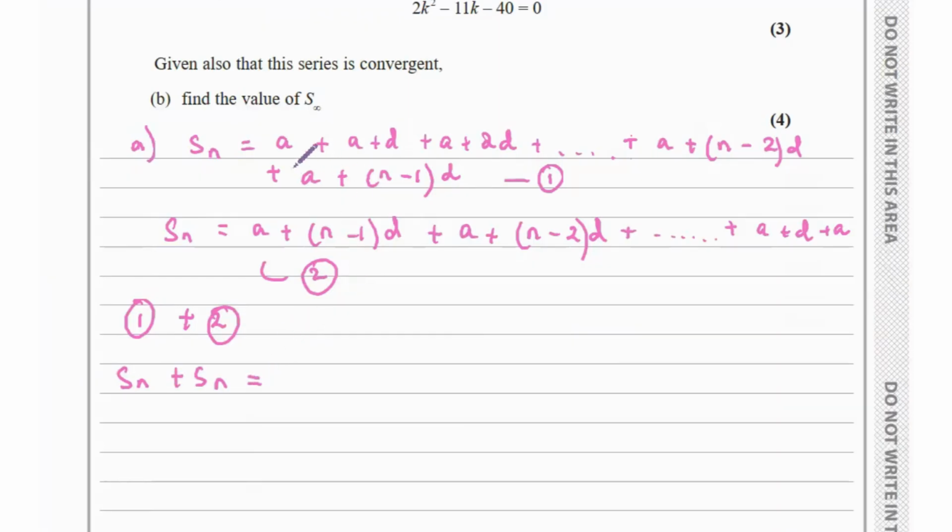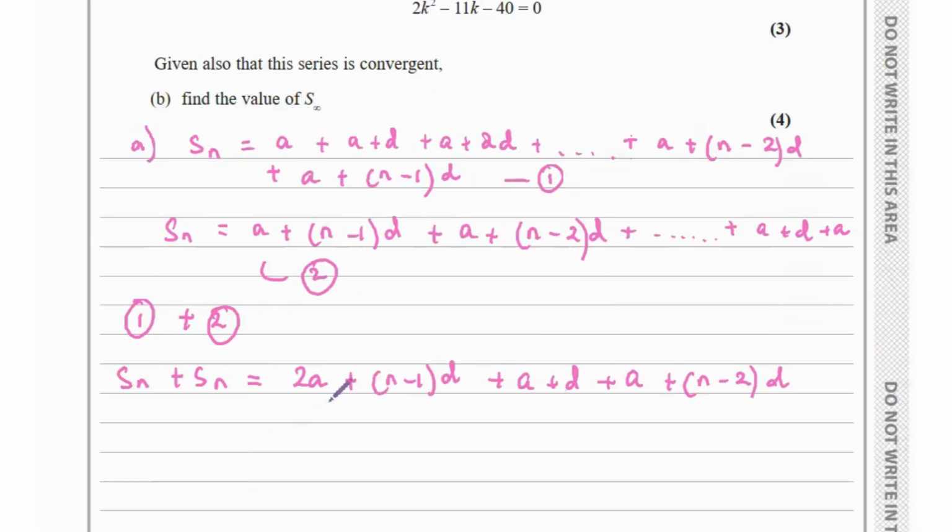On the right-hand side, if I add a to a plus n minus 1 times d, that's going to be 2a plus n minus 1 times d. Then if I add a plus d to a plus n minus 2d, let's see what we get over here. So plus a plus d plus a plus n minus 2 times d, and then over here I'm going to add the last two terms to each other.